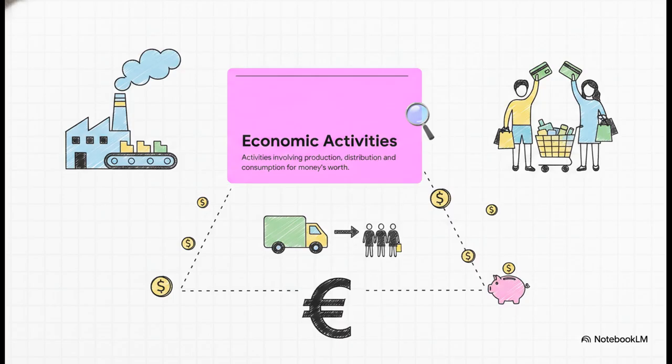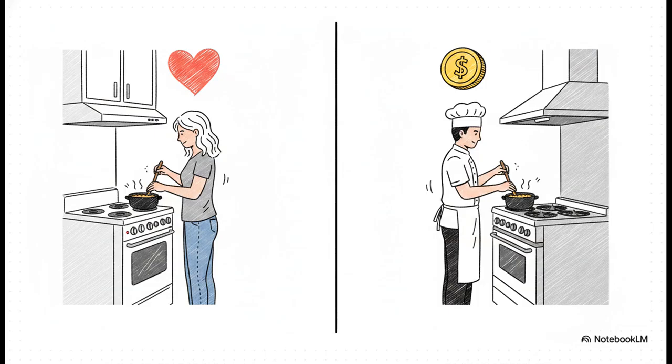Notice those 3 pillars there: producing something, getting it to the people who need it, and then consuming it, all with the financial baseline. Basically, if your ultimate goal is to earn money to sustain yourself and your family, you are squarely in the realm of economic activity. And this right here is probably my absolute favorite way to illustrate this. We're looking at the exact same physical action, categorized in 2 completely different ways based purely on intent.